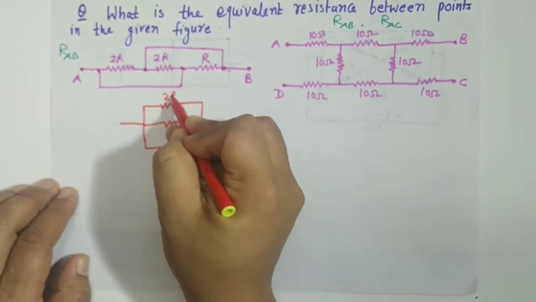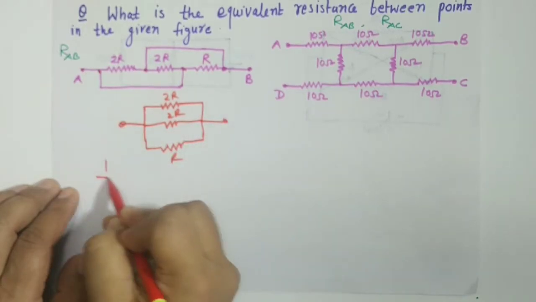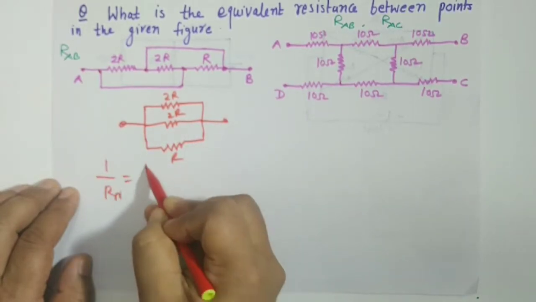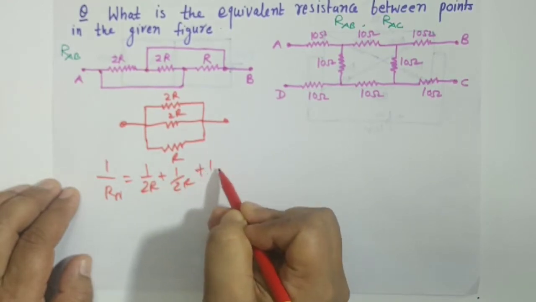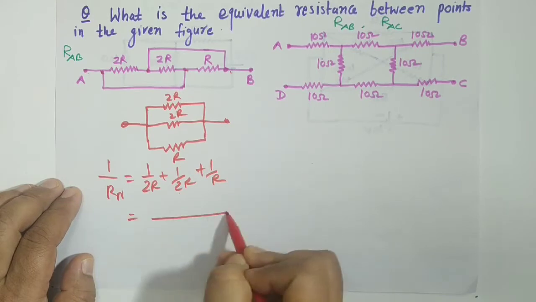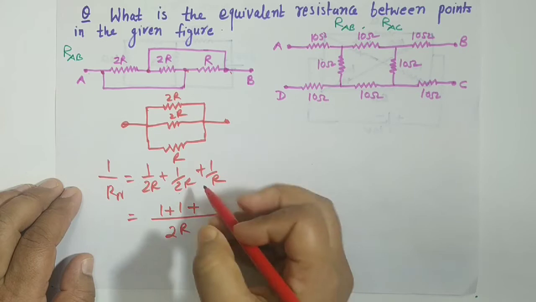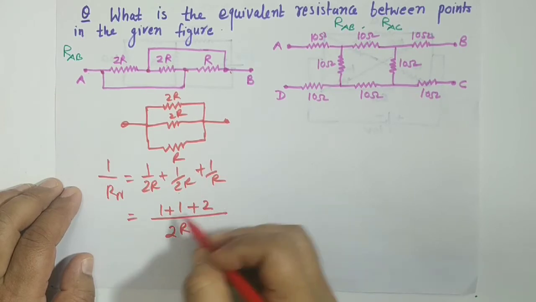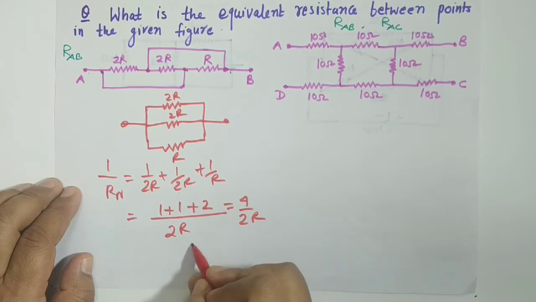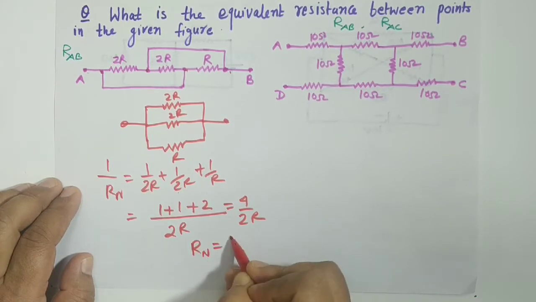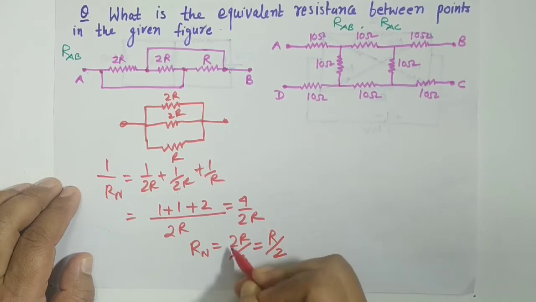So 2R, 2R and R. So we will solve it out. One net R will be what? 1 upon 2R plus 1 upon 2R plus 1 upon R. So 2R will be the LCM. 1 plus 1 plus 2, so it will be 4 by 2R. Solve it, so it will be 2R by 4. So simply you get R by 2.